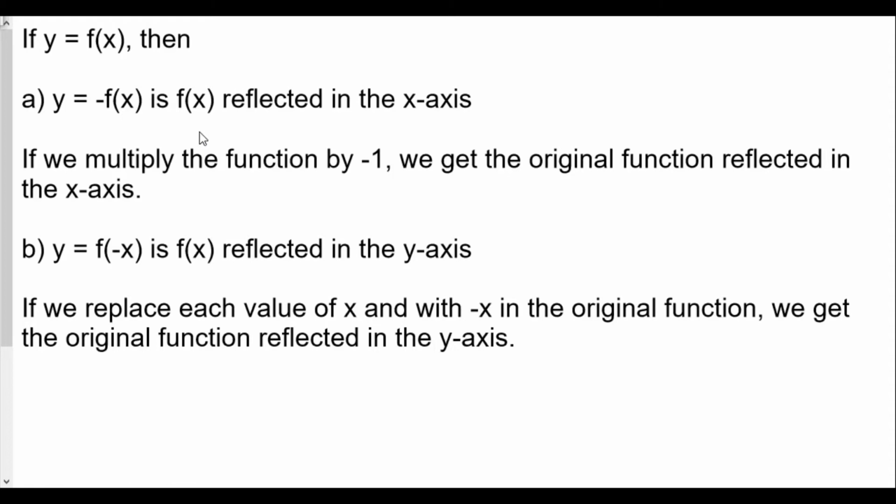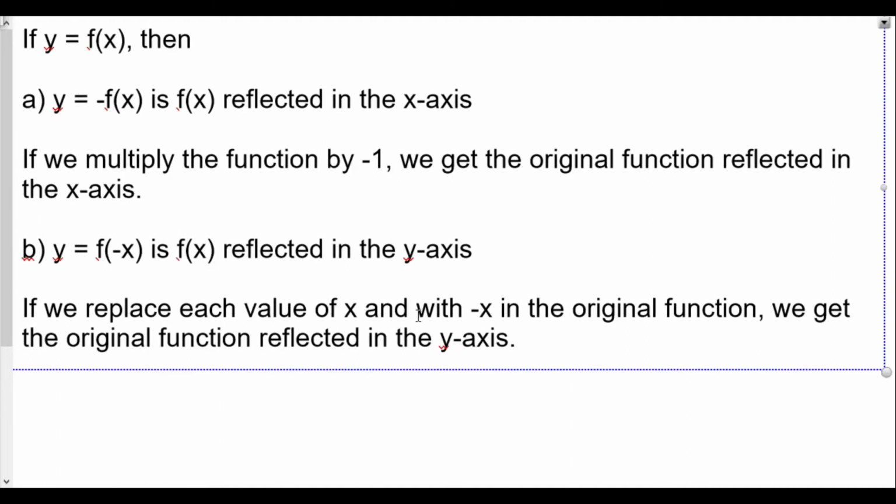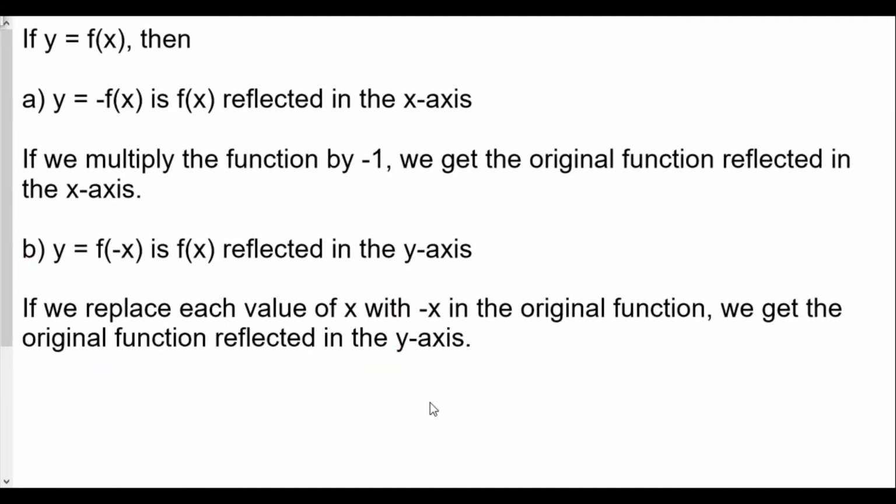Now, if we want to reflect in the y-axis, we have y equals f of negative x. So y equals f of negative x is f of x reflected in the y-axis. Meaning, if we replace each value of x with negative x in the original function, we get the original function reflected in the y-axis. So to reflect in the x-axis, multiply the whole thing by -1. To reflect in the y-axis, replace x with negative x and then simplify.